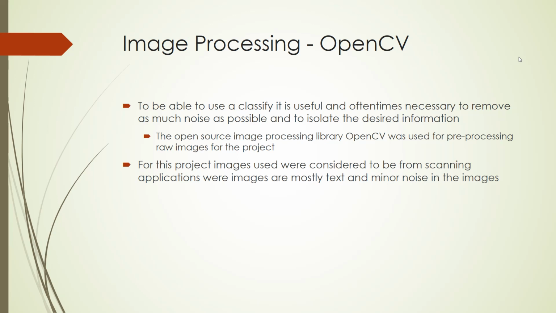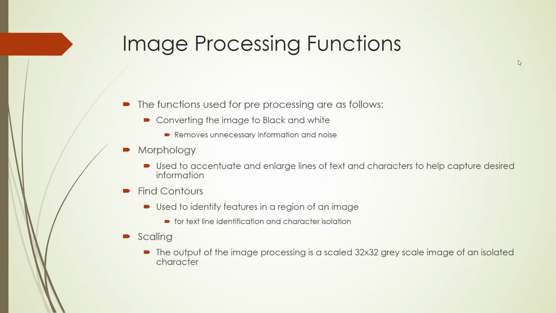For the image processing side, OpenCV was used. It's a Python open source image library. And it was used, like I said, as pre-processing to remove as much noise as possible and really isolate the English characters that we're trying to identify. For this project, we mostly considered something like document scanning, where the images are mostly just text, maybe a little bit of noise, but not fully dynamic scenes such as trying to read street signs or license plates. This is mostly just text, so mostly clean images.